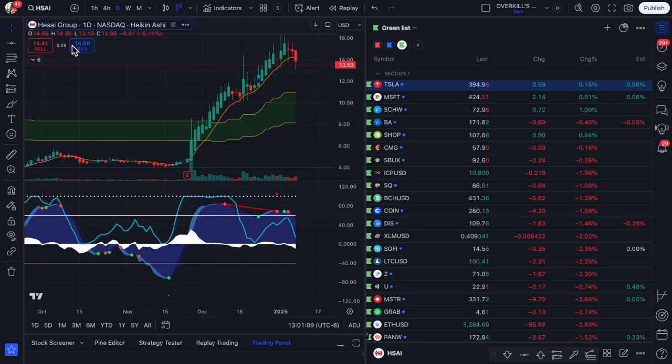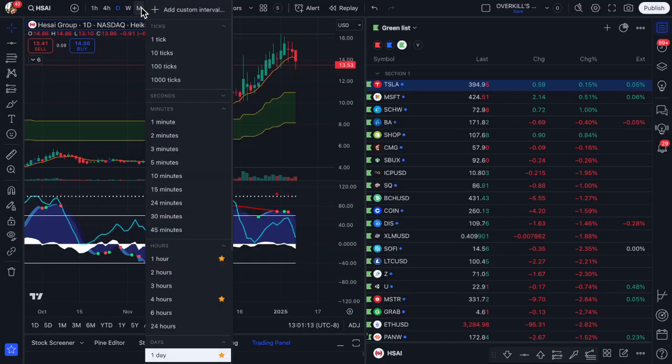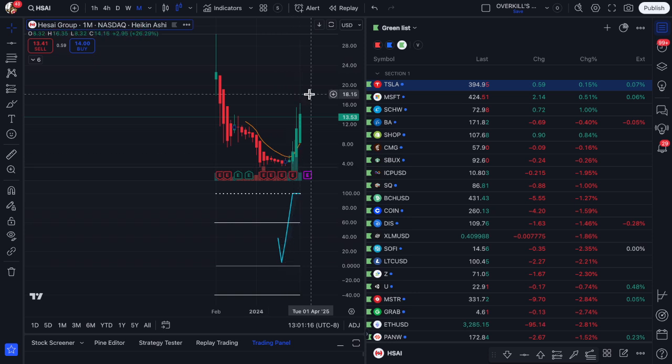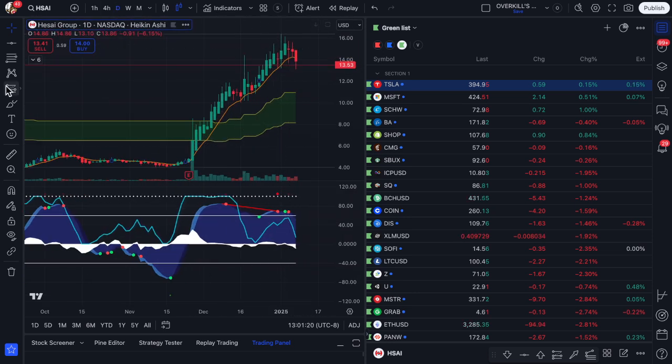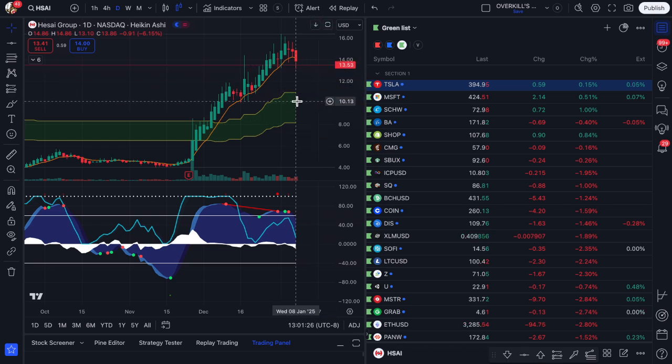Robinhood listed them. Here's HSAI, another AI company. It looks like this one's going to be green on the monthly chart. Nice monthly chart, pointing straight up here. Looking at the daily though, how far off the golden zone are we? Okay, 18% off the top and around 38% off the bottom.